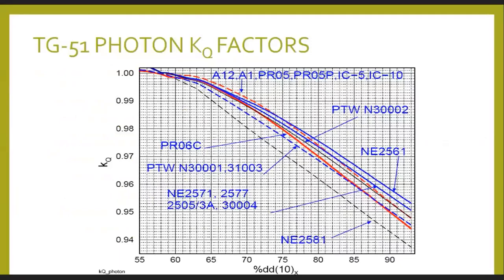After getting the beam quality specifier, the protocols provide tabulated values for KQ. Here we have a figure that shows the KQ values against the beam quality specifier for several commercial cylindrical and parallel plate chambers. Sorry, a parallel plate chamber is not recommended for reference dosimetry for photons. It's only cylindrical chambers.